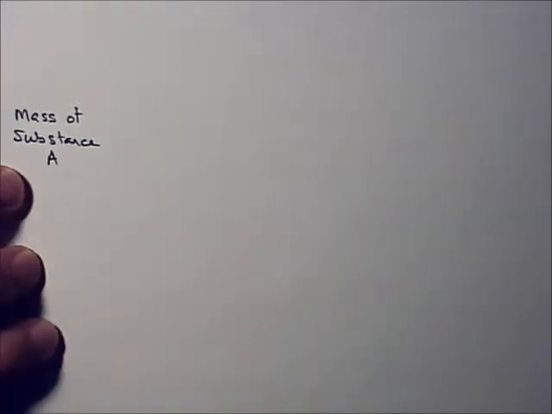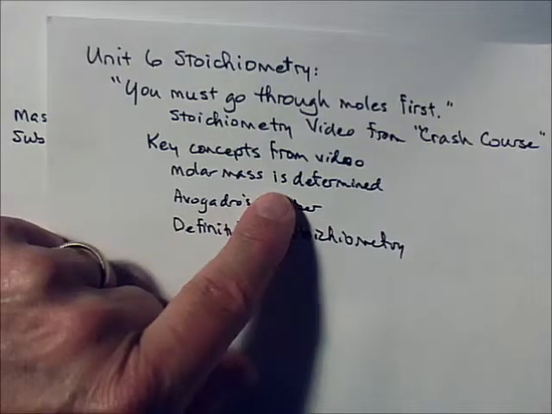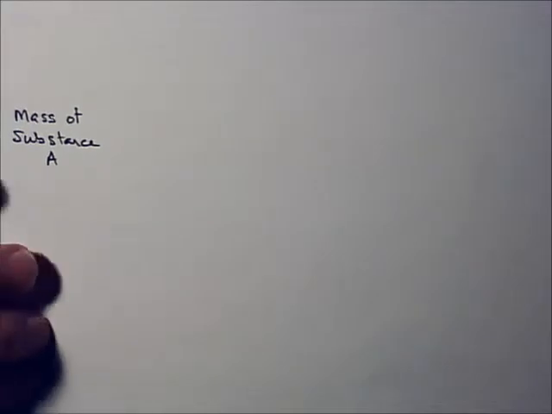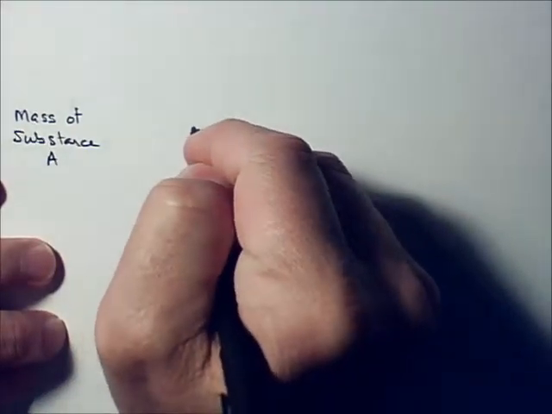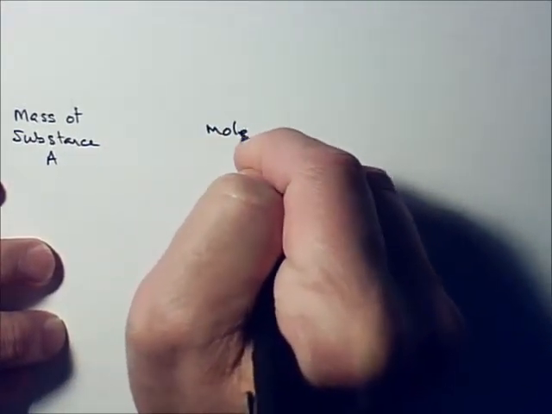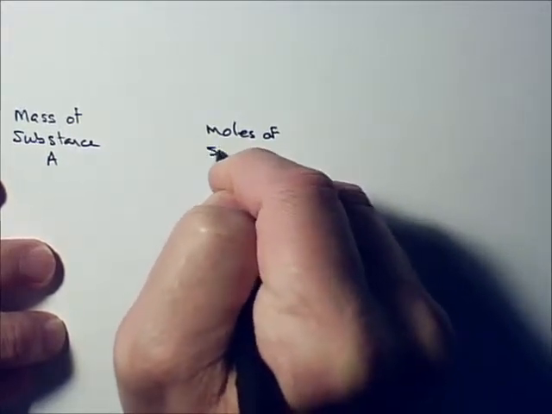If we know about the mole, we can convert from the mass of that substance to moles of that substance using the way that you calculate molar mass. How is molar mass determined? That will help you figure it out. So we can go from mass of substance A to moles of substance A.